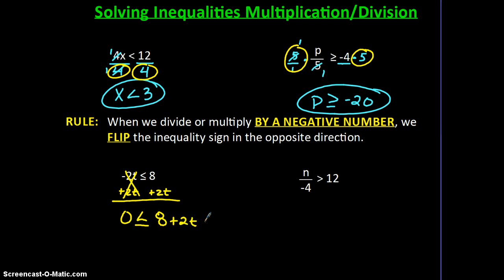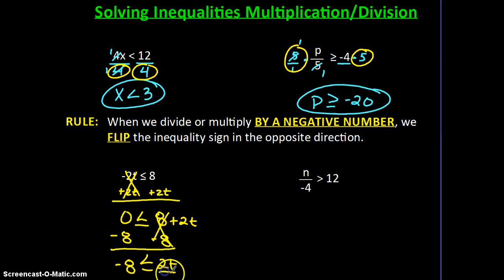From here, when I put my variable on the right side, that means I have to take this 8 and move it to the left side. So from there, I subtract 8 from both sides because I'm trying to get this 2t plus 0. And I have that now because 2t is now on the one side and negative 8 is on the other side.